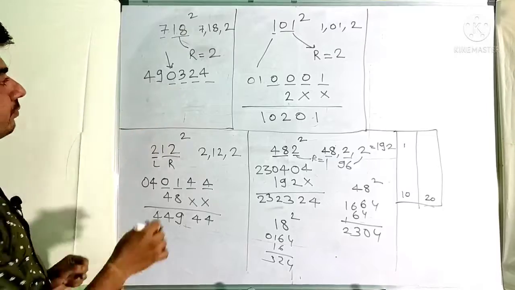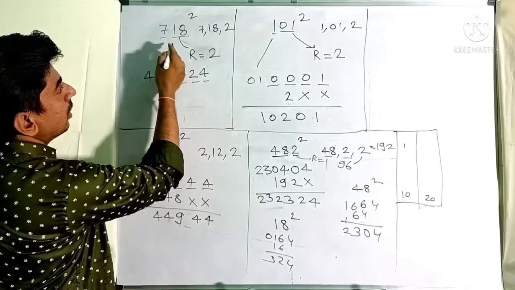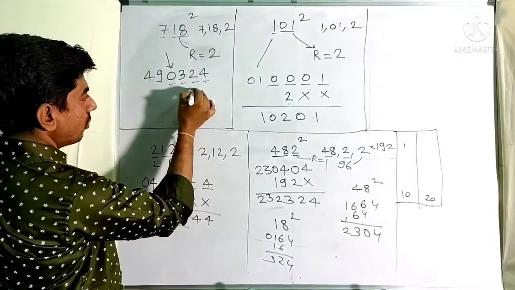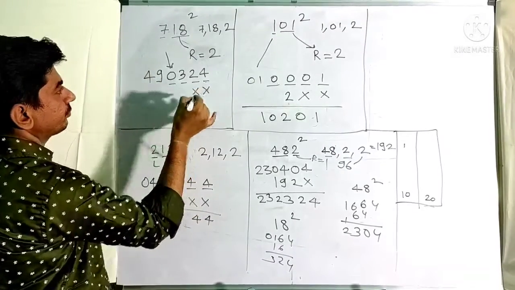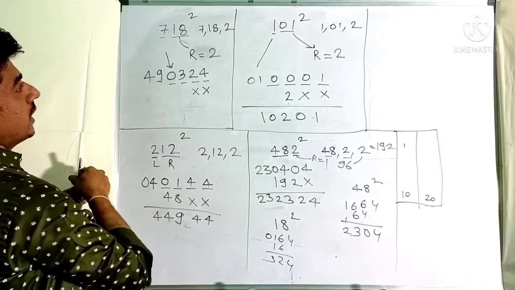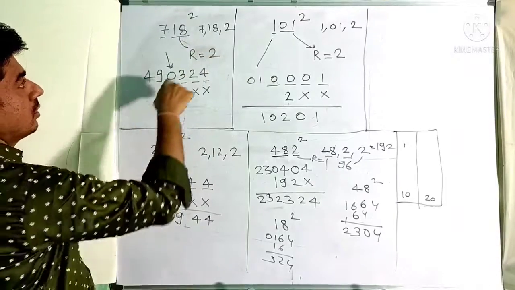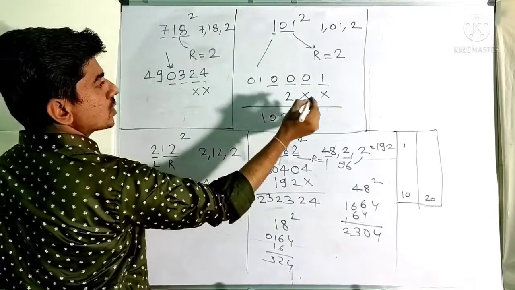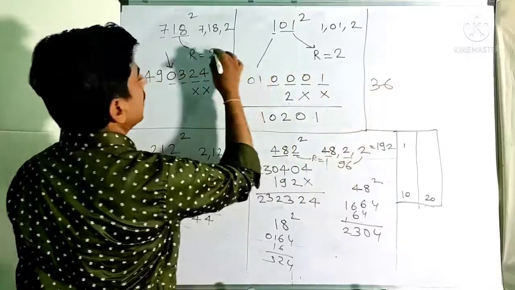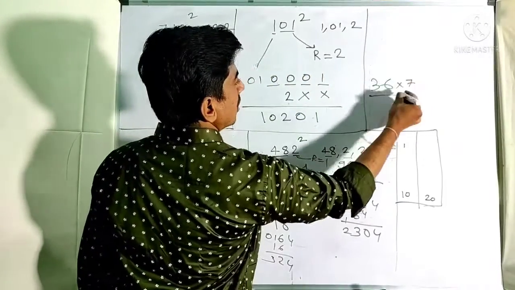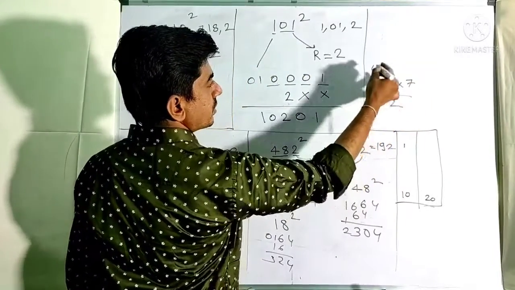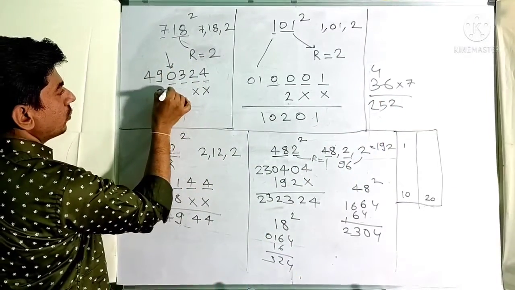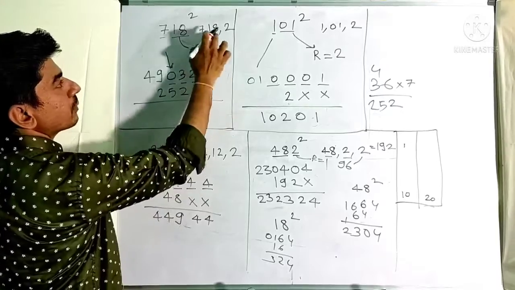This is important. Now, the right part consists of 2 digits. Therefore, leave 2 digits. Now just take the multiplication of the parts. 18 into 7. 7 6s are 42. 7 1s are 7, plus 4 is 11. Here you will get 252 as the product of the parts.